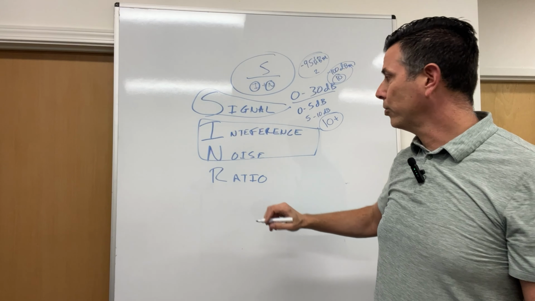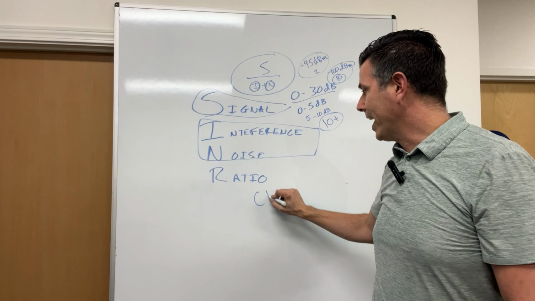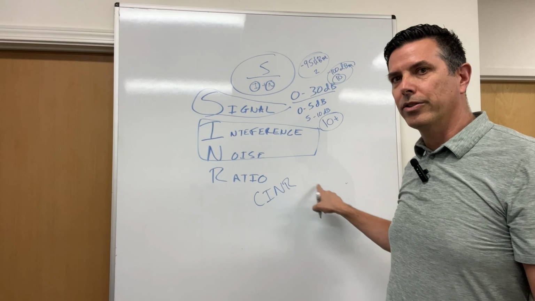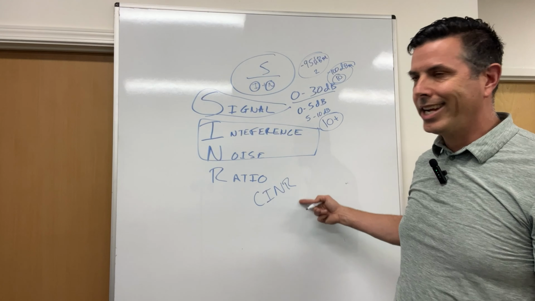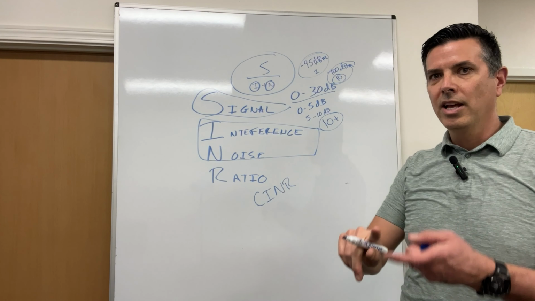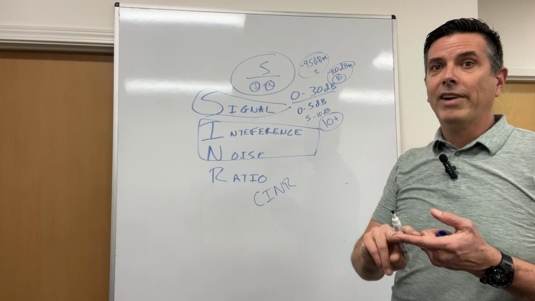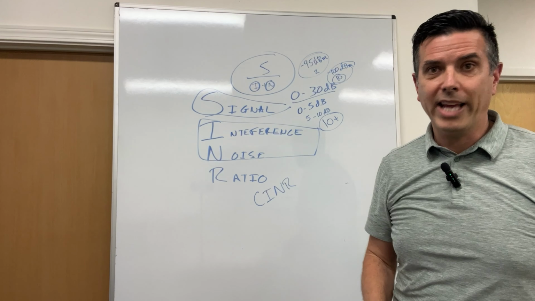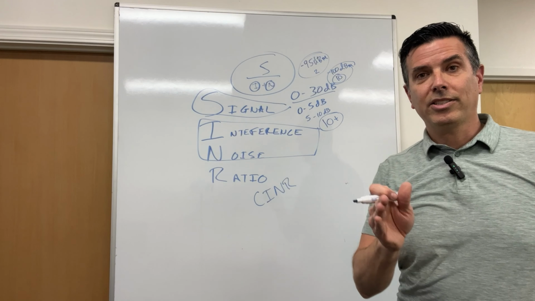SINR is also used as CINR, carrier to interference and noise ratio. SINR versus CINR, same metric, same quality applies. 0 to 5 is fair, 5 to 10 is okay, 10 to 15 is good, anything above 15 is excellent. You're in good shape. That's SINR.